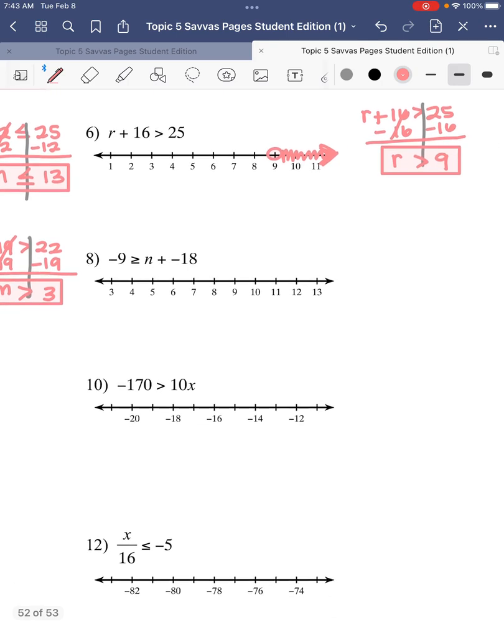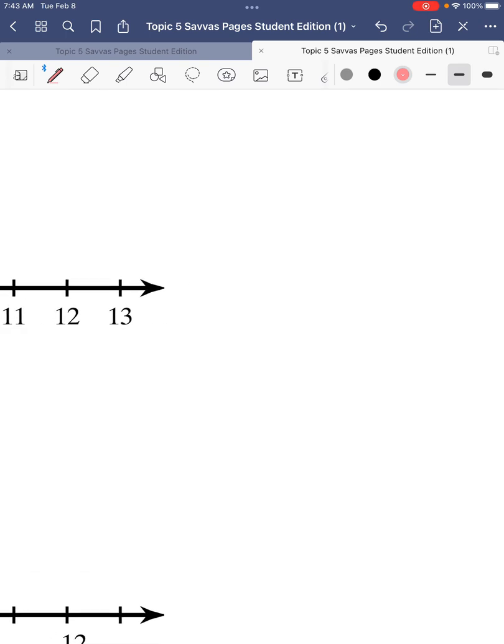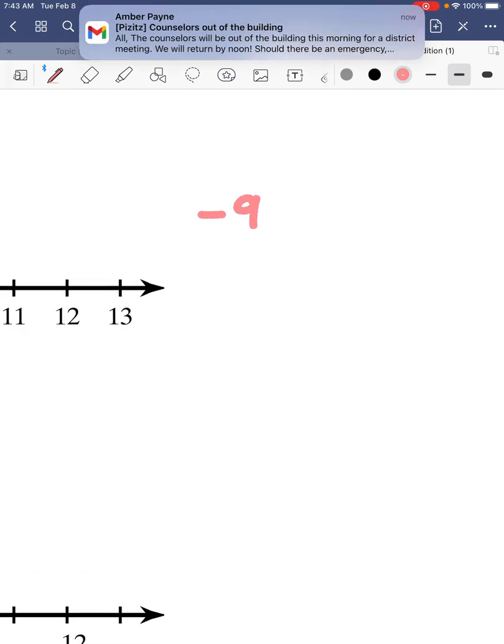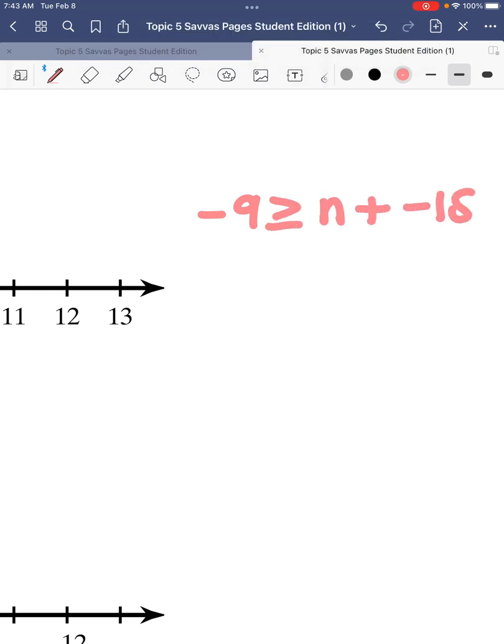Okay, number 8, I've got negative 9 is greater than or equal to n plus negative 18. So I'm just going to rewrite that. We have negative 9 is greater than or equal to n plus negative 18. Was that right? Yes, negative 18. Now to solve this inequality, I'm trying to get this n right here by itself, and it's connected to this negative 18. So how do I undo that negative 18? Well, I add 18. So I'm going to add 18 to both sides of my inequality.